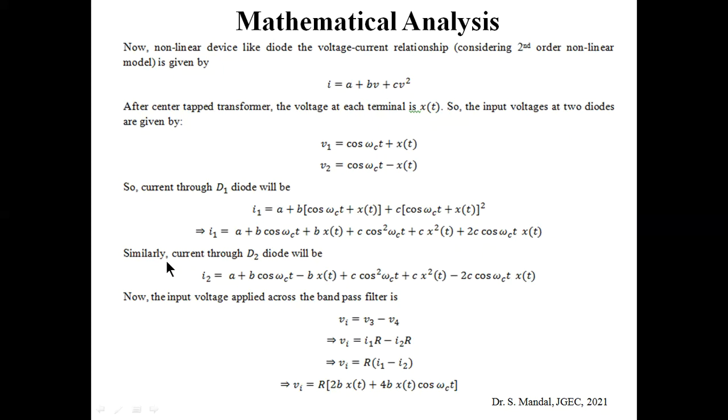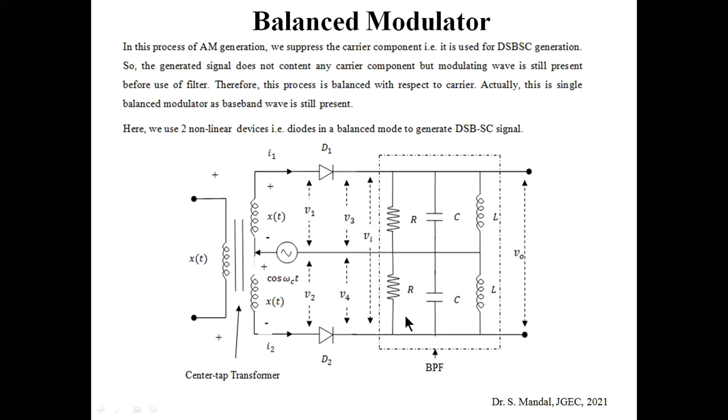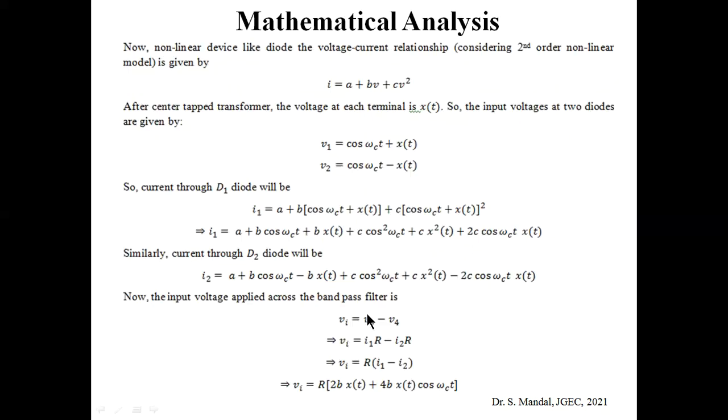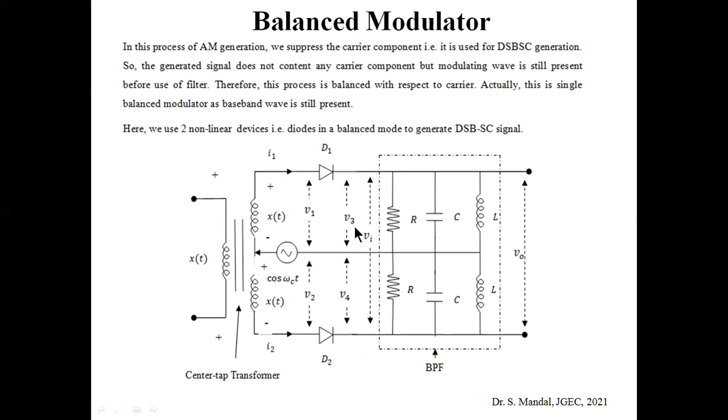Similarly, the current through the second diode will be i2 = a + b (cos ωc t − x(t)) + c (cos ωc t − x(t))², and it will ultimately become a + b cos ωc t − b x(t) + c cos² ωc t + c x²(t) − 2c cos ωc t x(t). Now you can see that the voltage applied across the band pass filter is the input voltage. So Vi is nothing but v3 minus v4.